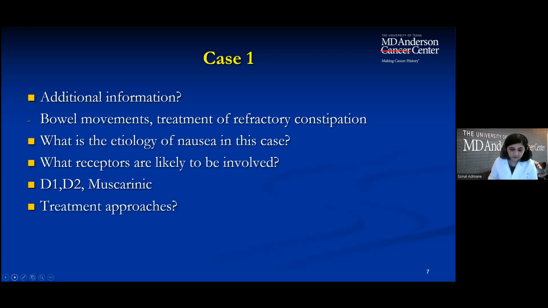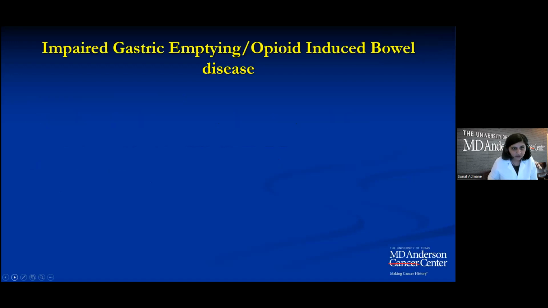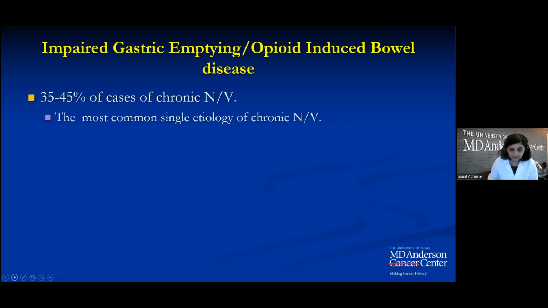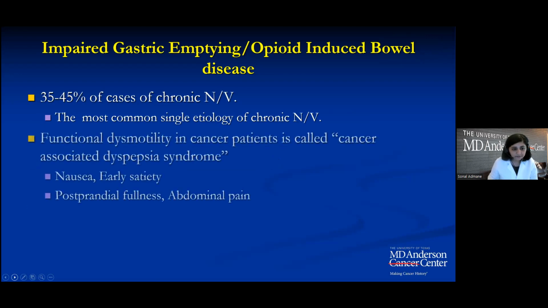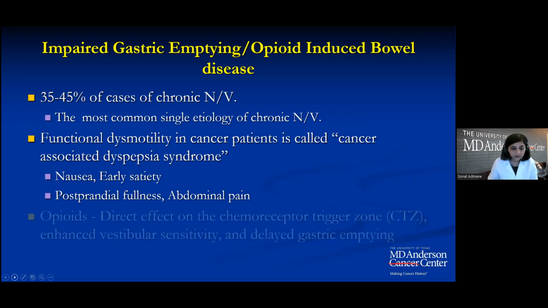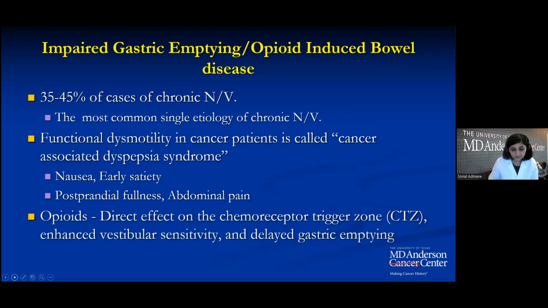So, how do we treat this case of nausea? Impaired gastric emptying and opioid-induced bowel disease account for almost 35-40% of the cases of nausea and vomiting that we see. It can also be associated with other symptoms like postprandial fullness and dyspepsia, usually caused by opioids, which have a direct effect on the chemoreceptor trigger zone, on the gastric antrum, and also the vestibular apparatus.